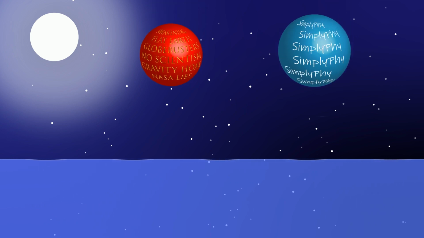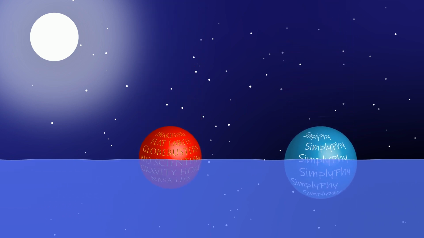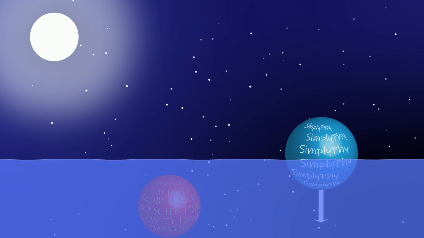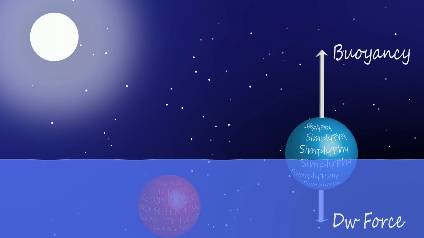Let's add some water to our example and see what happens. We notice that one object sinks and the other floats. This can only be true if the downwards force is overcome by an opposing force. Let's call it the buoyancy force. Now, we all agreed that the red object sank because its density is larger than the density of water, while the density of the blue object is smaller, so it floats.